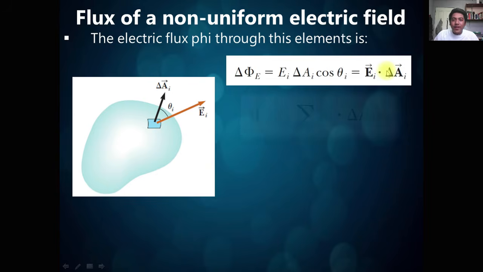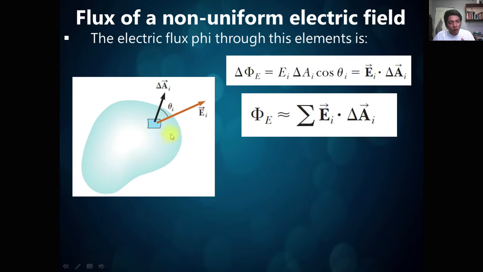After that, in order to get all of the flux, it is approximately equal to the summation of all the dot products of electric field sub i and delta A sub i. Meaning we have a piece of A sub i and E sub i here, another one here, another one here, and so on and so forth until we get the summation. We can get the approximate electric flux. I hope you get what I'm trying to say. So we get the approximate summation of the electric flux.